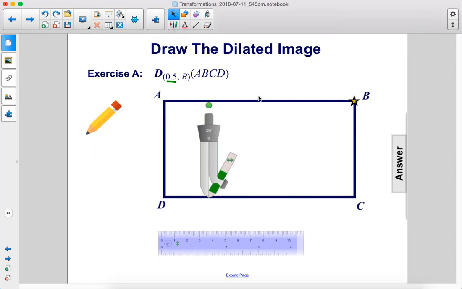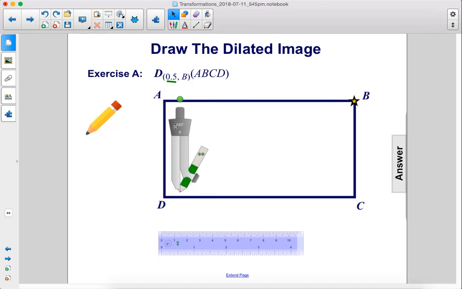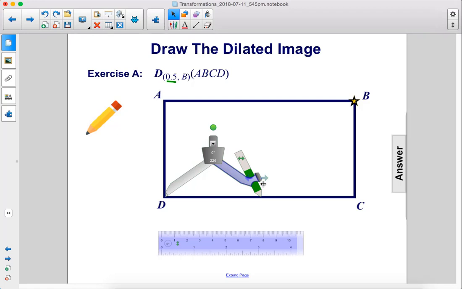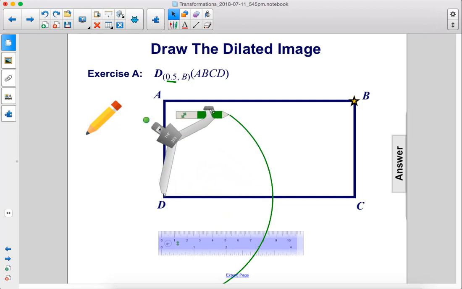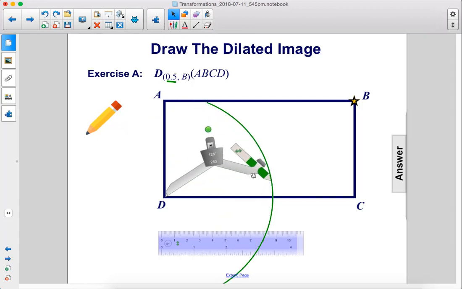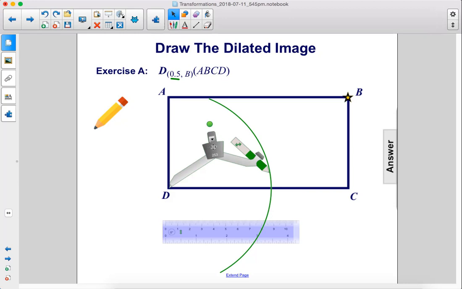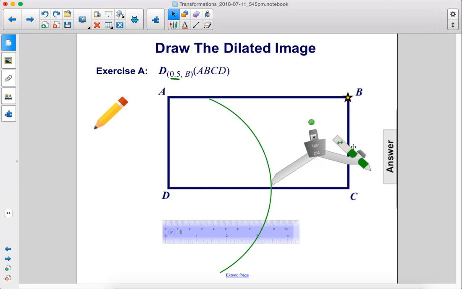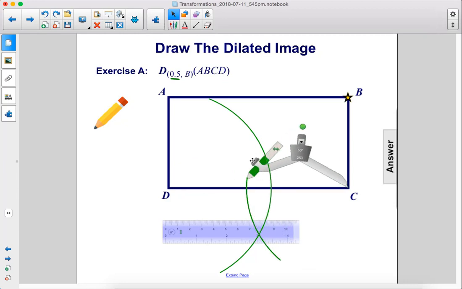Well, first, let's find the halfway point on this line here, line DC. So we will put our compass down on D. We're going to stretch this out so that it's past halfway. So that's a little bit past halfway. Now we're going to draw a big arc like this. Now, without changing the settings on the compass, I'm just going to move it over, flip it around, and put it down on C. So with this same length, I'm going to draw an arc like this.